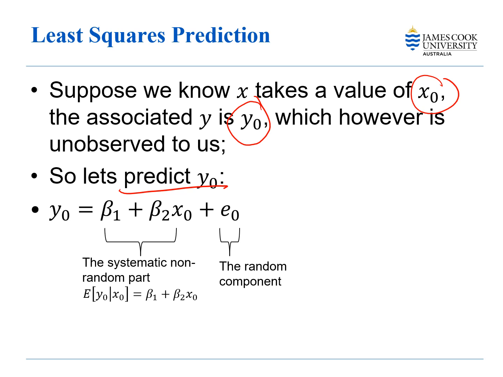We know that Y0 is equal to beta 1, which is not a random variable, it is a constant, unknown to us, plus beta 2 times X0. Note that we know X0. We know that X0 will take 20, plus E0, which is the random error. So this E0 is a random component of Y0, and this part is the systematic non-random part, which is the expectation of Y0 conditional on X0, which is beta 1 plus beta 2 times X0. The only problem here is that we don't know beta 1 and beta 2, what they are.